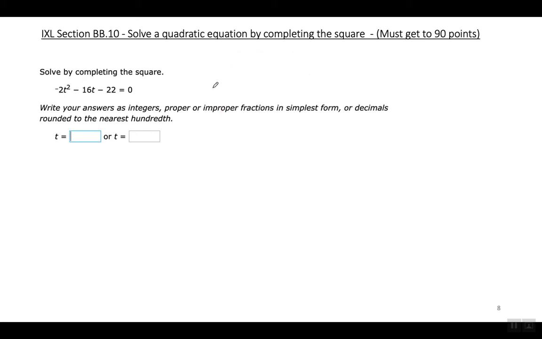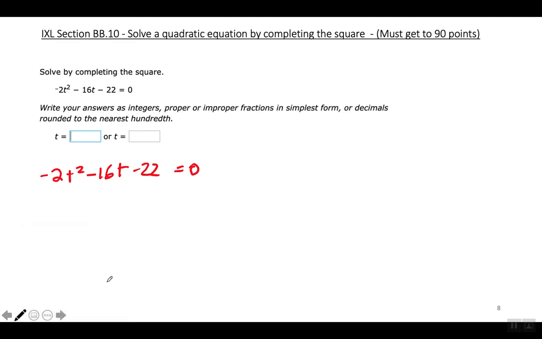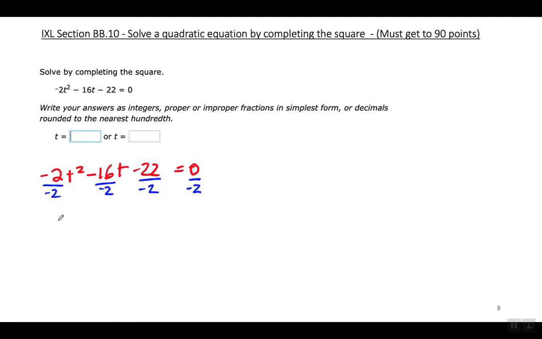Okay, so in this example, they're giving us negative 2t squared minus 16t minus 22 equals 0. What I'm going to do to make a positive 1 is I'm going to divide every single term by negative 2. If I divide everything by negative 2, it'll change a to positive 1 and allow me to complete the square. So this is what I'm doing. I'm dividing every single number by negative 2. Okay, when I do that, it's going to give me this new quadratic expression, which is t squared plus 8t plus 11 equals 0. So that's my new problem, basically.